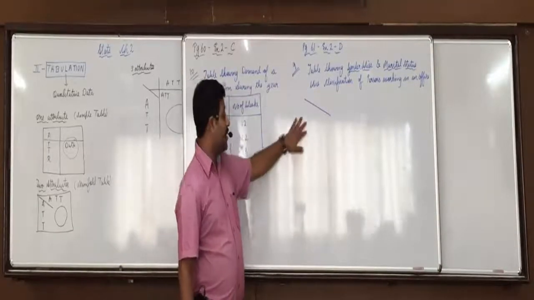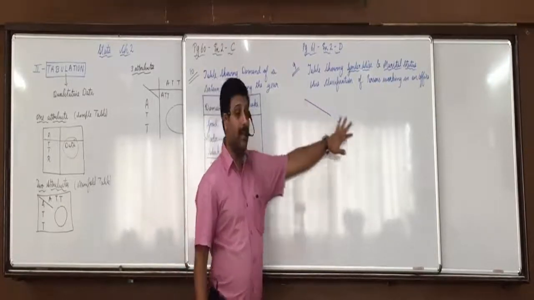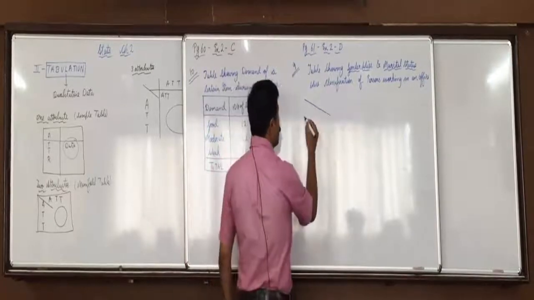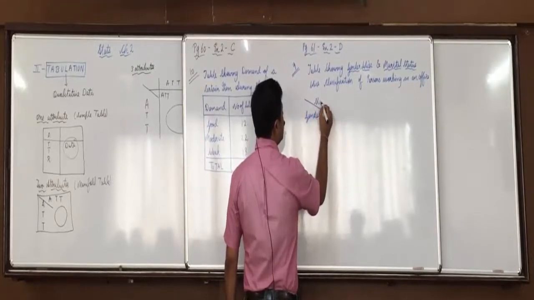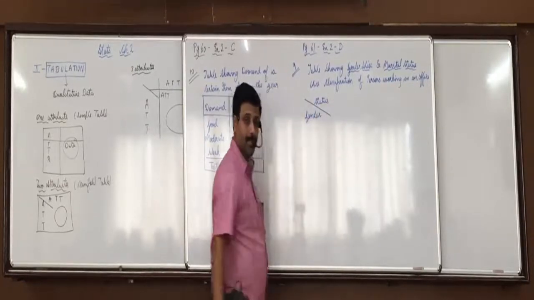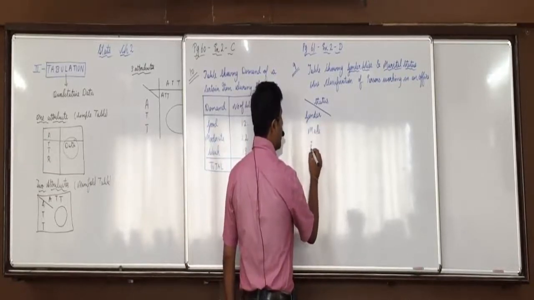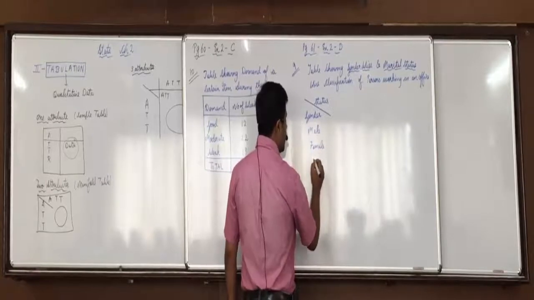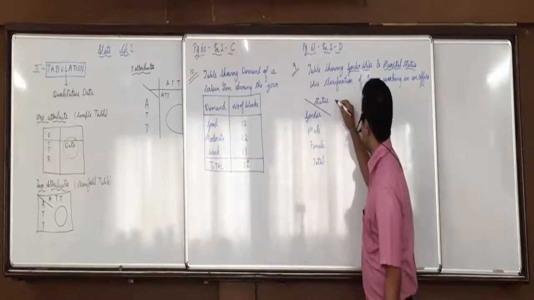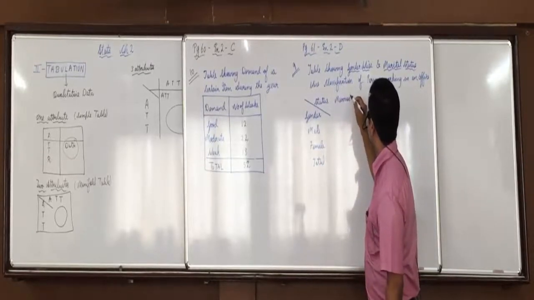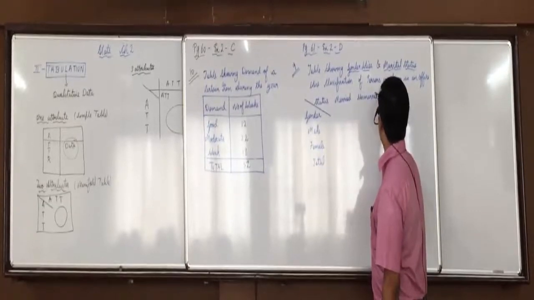This will always classify first and second attribute. First attribute will come in rows, second attribute will come in columns. First attribute is gender that we will write in rows. Second attribute is marital status that we will write in columns. Gender: male, female, and total, not email, total, okay? Male, female, total. Status: married, unmarried, and total.